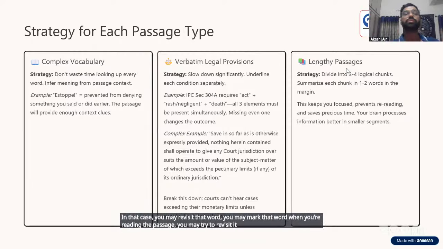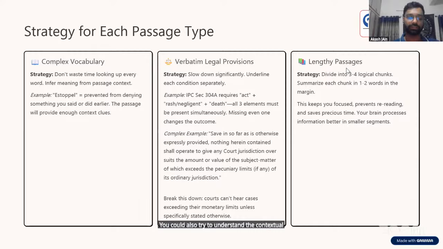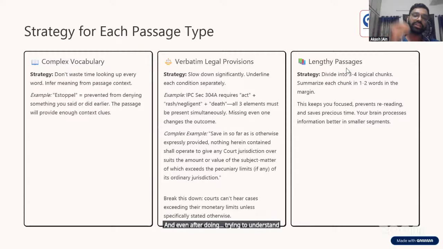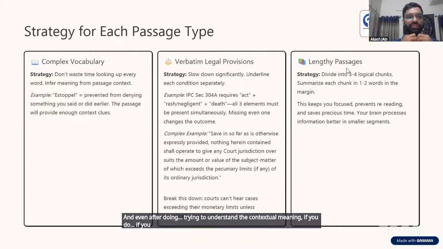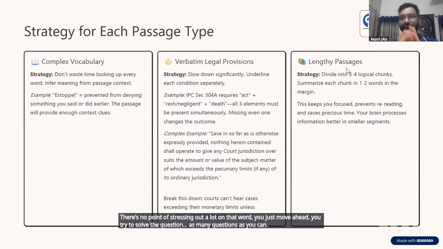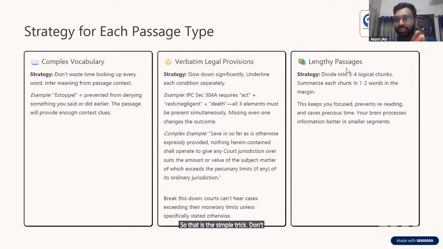You may also try to understand the contextual meaning of that word in the context of the question, and also in the context of the passage. And even after trying to understand the contextual meaning, if you're not able to find a suitable meaning of that word, there's no point in stressing out a lot on that word. You just move ahead. You try to solve as many questions as you can. So that is a simple trick. Don't stress out too much on particular words whose meaning you don't know.